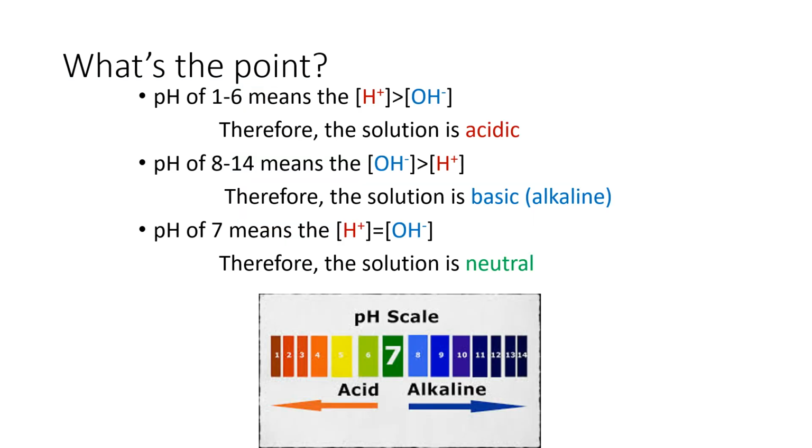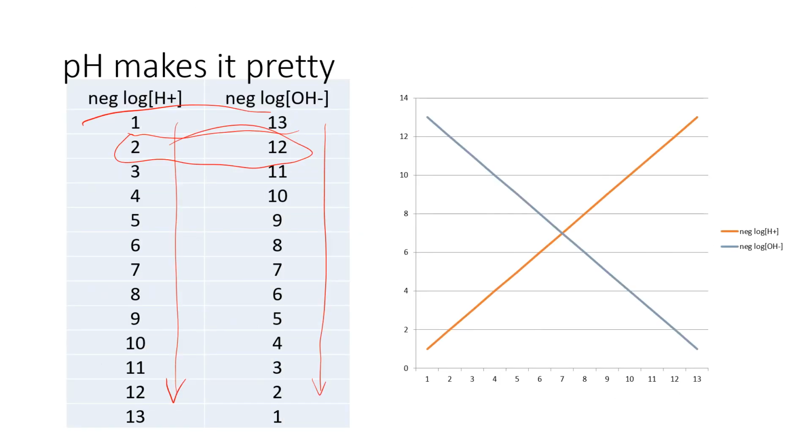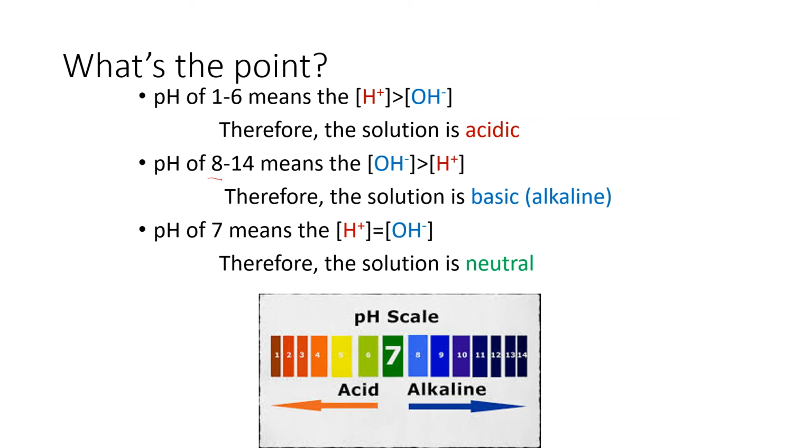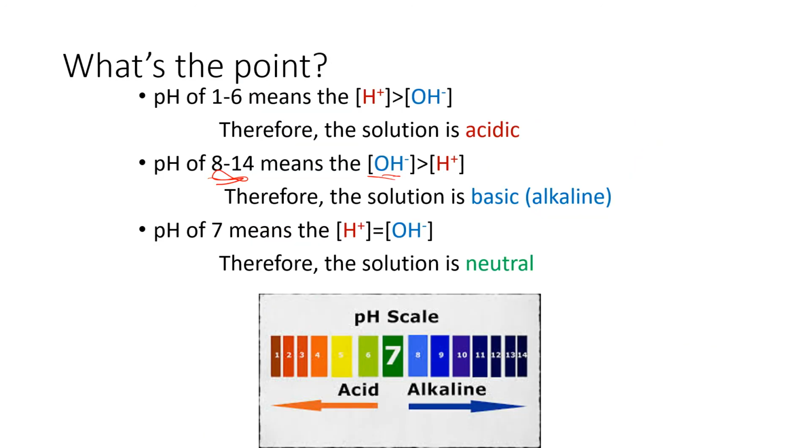All right, so the overall point of this is that a pH of 1 to 6 means H plus is greater than OH minus, and therefore the solution is acidic. So pHs in the low region have more H plus. And if we have a pH of 8 to 14, that means your OH minus is dominating on this end of things because it is high, and therefore the H plus has to be low. So that means it's a basic solution. And if they're equal, then that's 7, which is neutral.